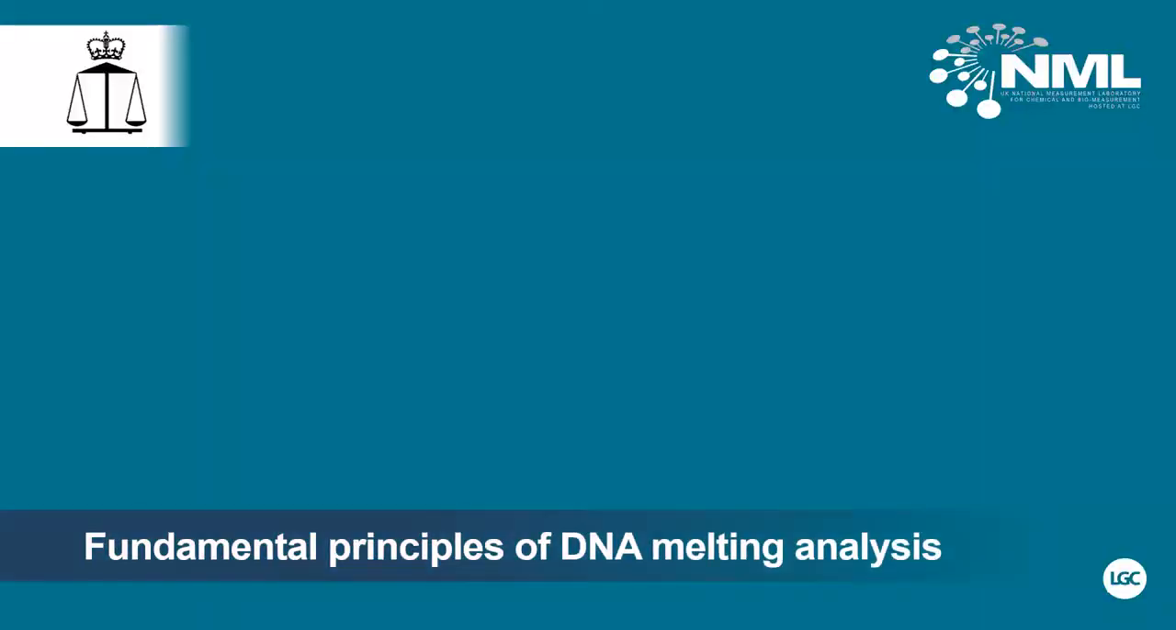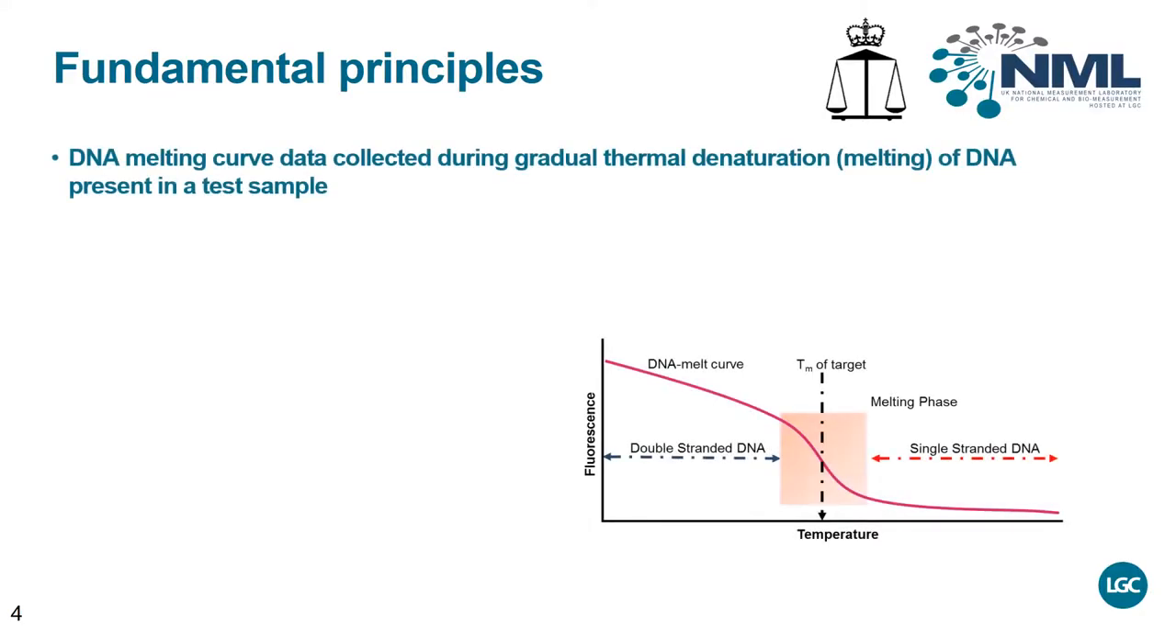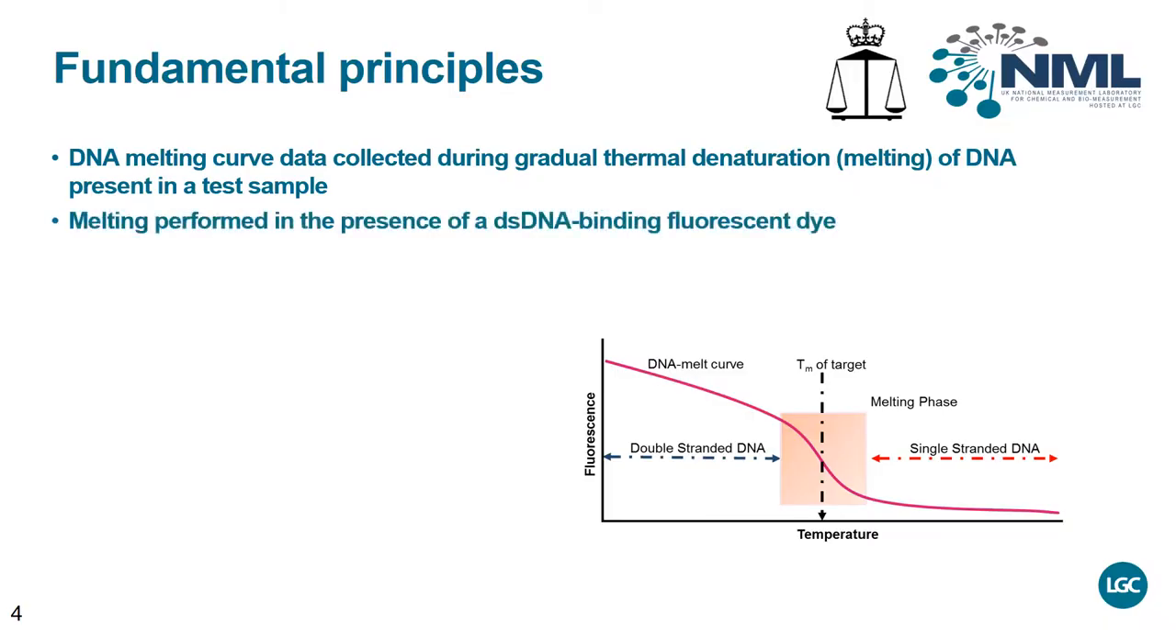In the following section, you will be introduced to the fundamental principles of DNA melting analysis. DNA melting curve analysis for PCR amplicons involves the amplification of a target DNA sequence in the presence of a fluorescent double-stranded DNA binding dye. The group of dyes employed for this type of analysis only fluoresce when bound to double-stranded DNA and excited by illumination at an appropriate wavelength.